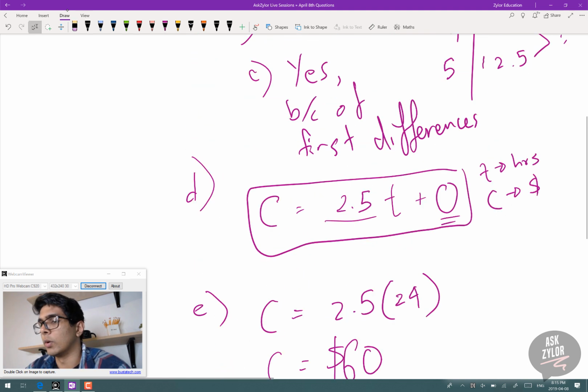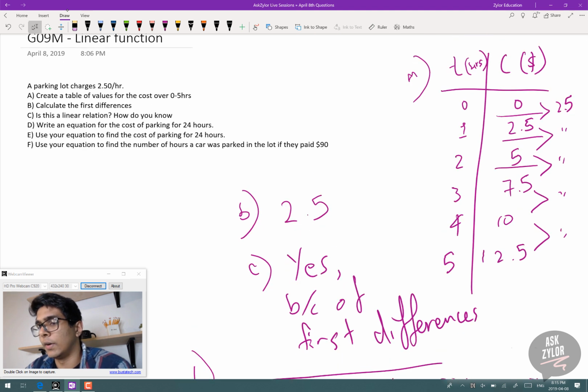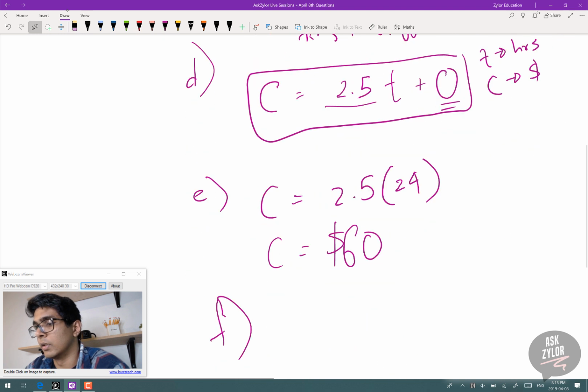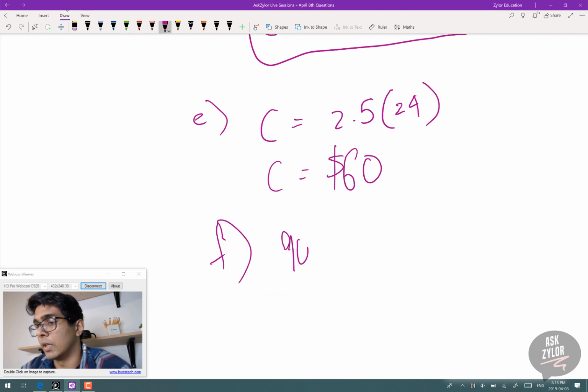So part F of my question is use the equation to find the number of hours a car was parked in the lot if they paid $90. So my cost is going to be $90. And then I know it's 2.5 times t. I'm asked to find how many hours, meaning what's my t value.